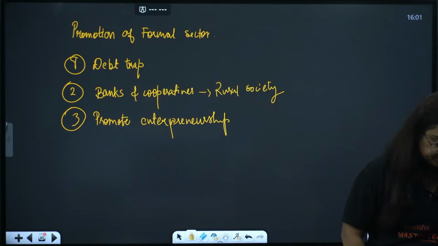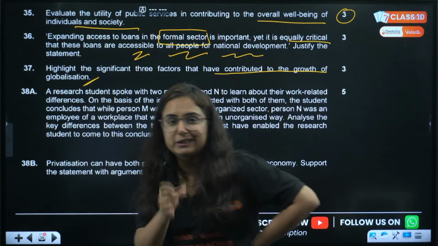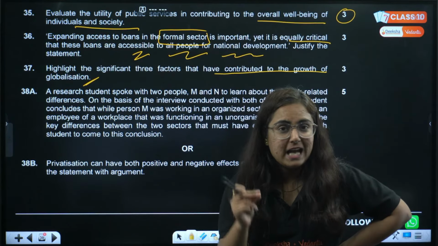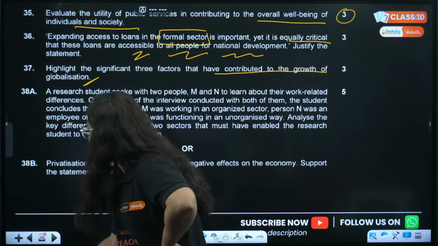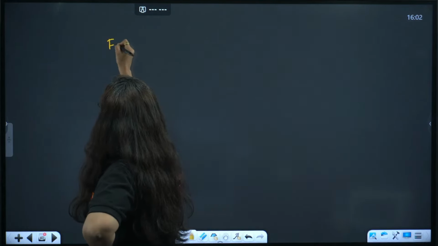Fine. Moving to the next question. That is the 37th question. Highlight the 3 factors that contributed to the growth of globalization. The only question that is coming from this chapter. I am just giving you a quick reference of this. So factors. First you will do what?